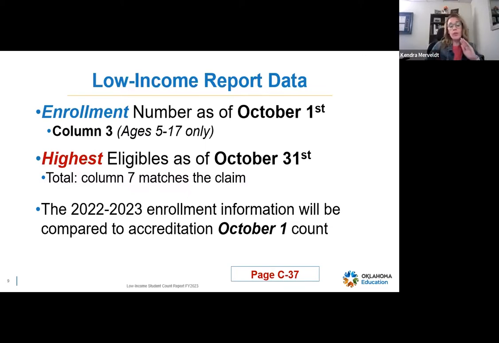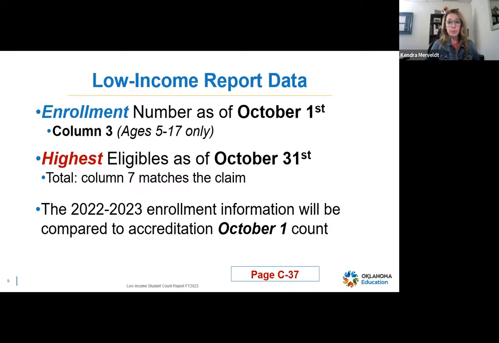Okay, so enrollment goes based on your October 1st numbers. It goes into column 3, and this is for ages 5 through 17 only. Now there are other columns, 4, 5, and 6, and that's your highest eligibles from your edit check from October 31st for standard counting and claiming.